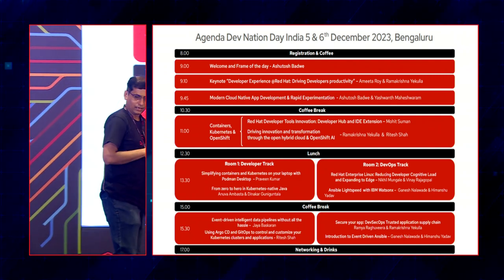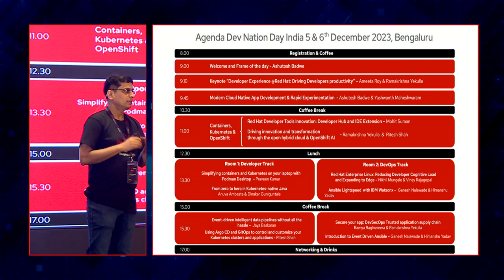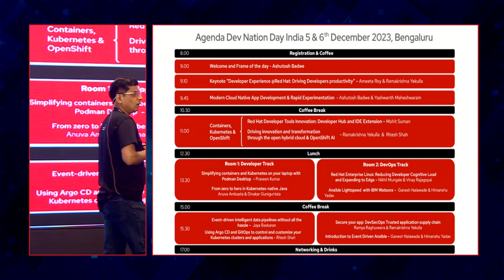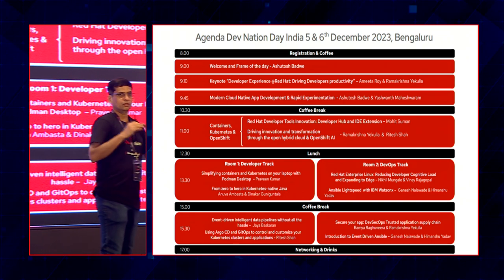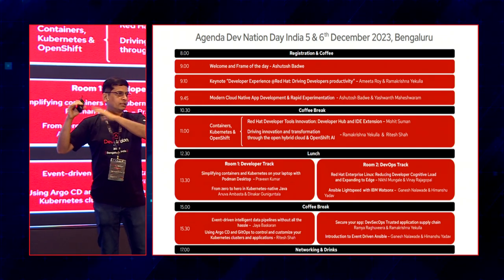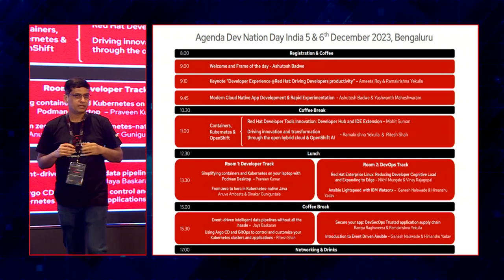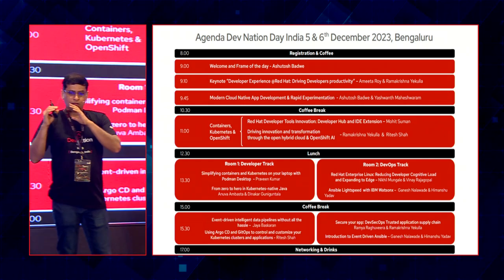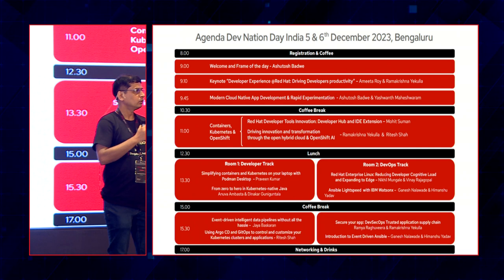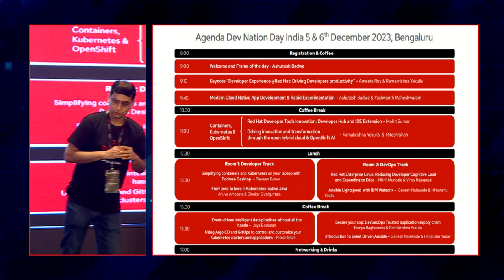We'll end the DevOps track with a session on DevSecOps. This is a very important evolution of the DevOps workflow, where security, instead of looking at it as a hurdle and a check that you have to overcome at the end of the application development cycle, we are coming up with a set of tools which brings security into the DevOps workflow from day one. That's what this talk is about.